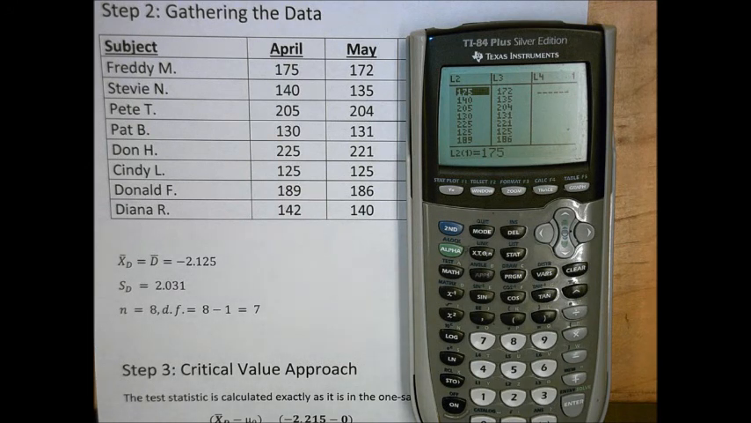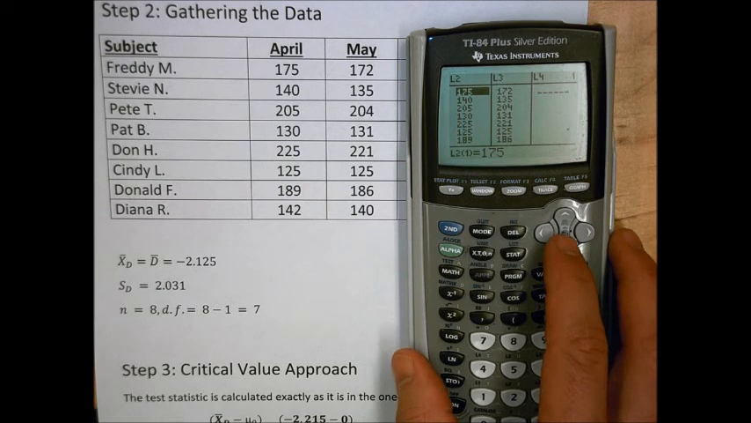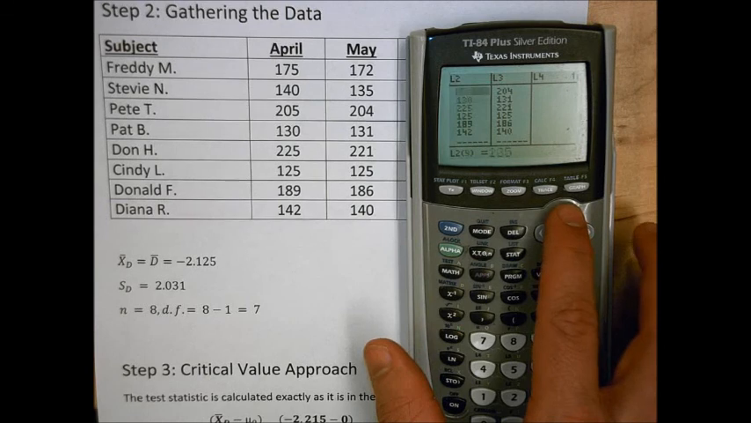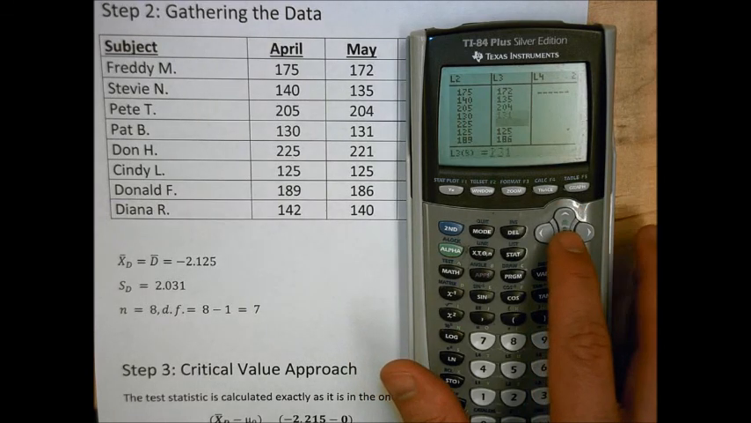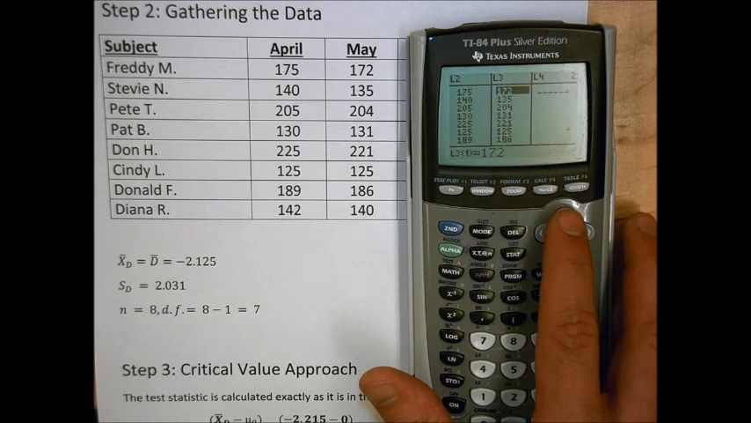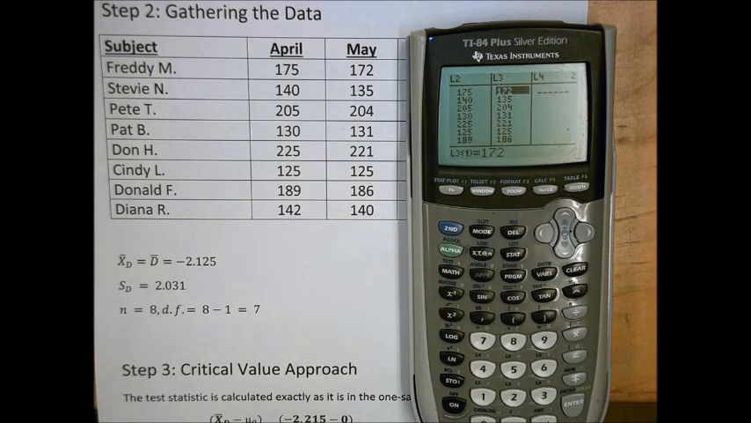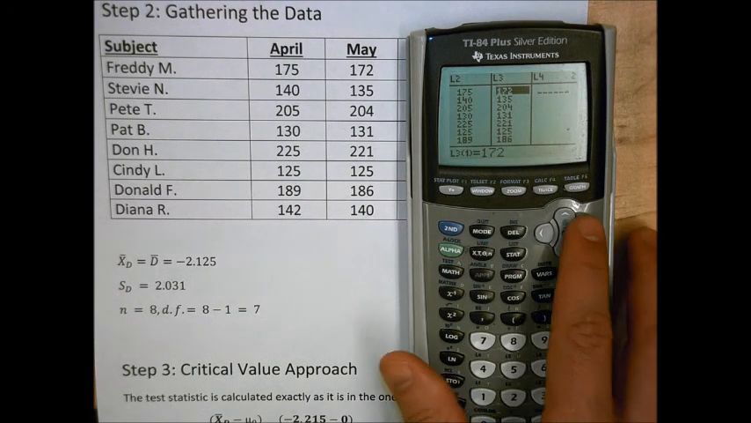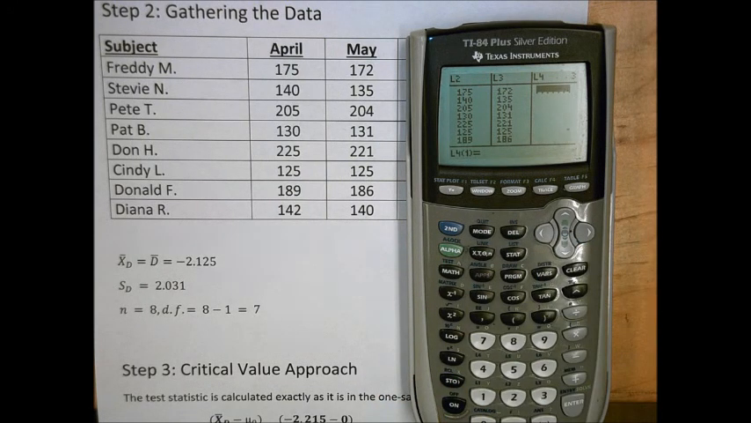Notice I have entered the data just like I would in an Excel file for April in list 2, for May in list 3, but like I said, I want to calculate the differences. I don't really care what the April data was or what the May data was. What I care about is how much each person changed, how much weight each person lost. I could come over here and enter the 8 differences. I could do it in my head. It's not hard. But if you had a really long list, that would kind of suck.